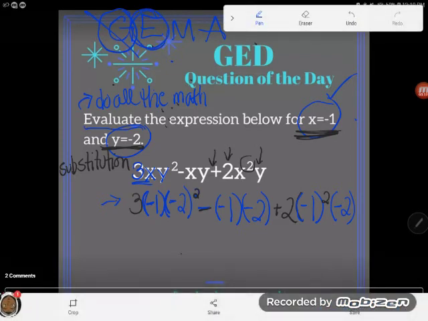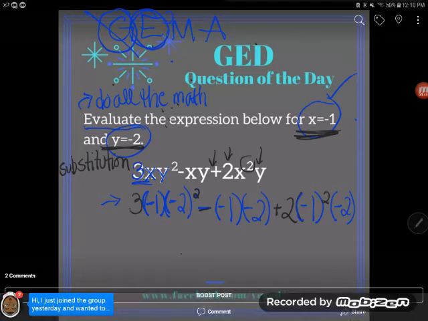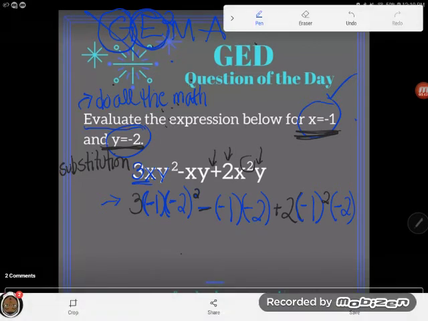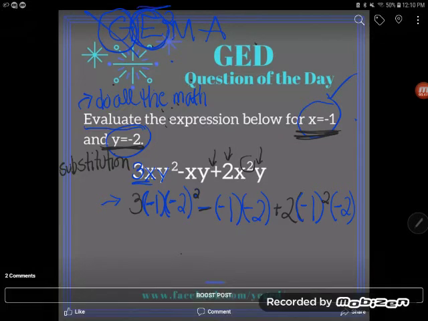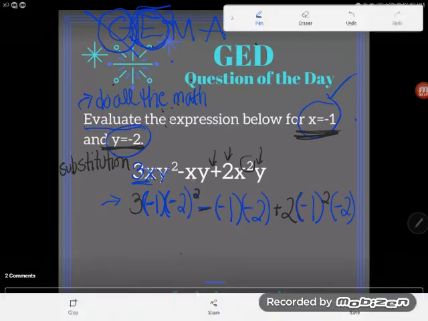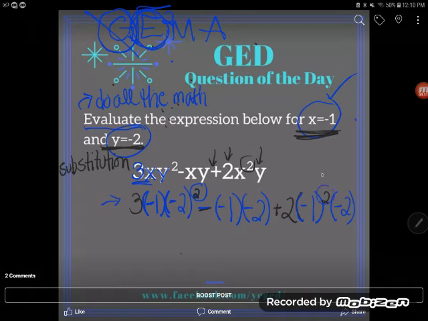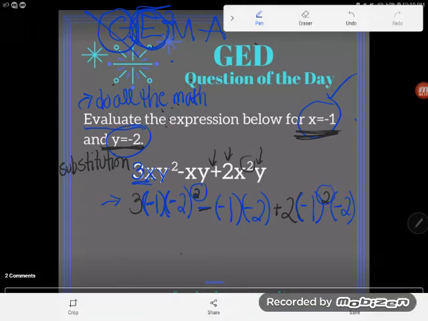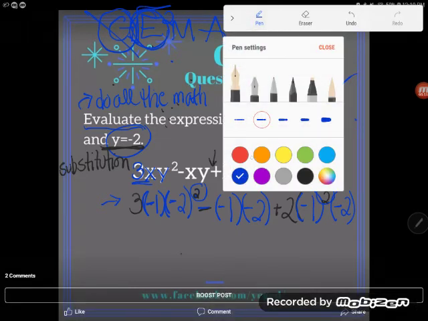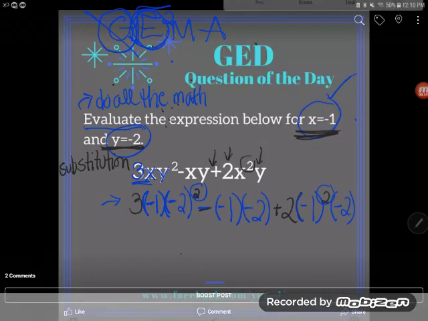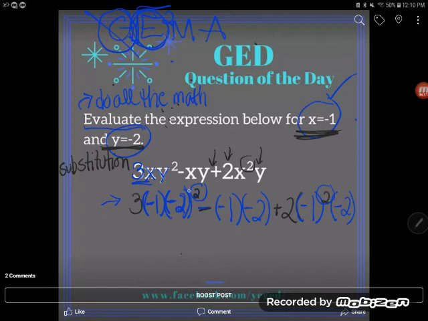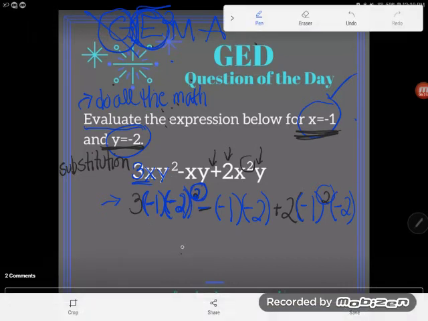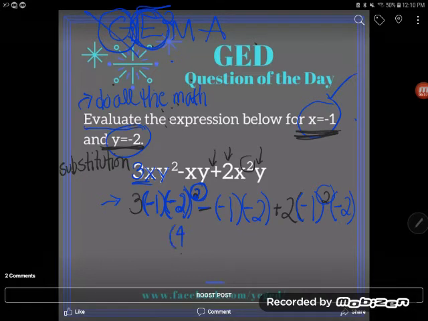Now, remember that exponents are both the little floating numbers and their radicals. So I do see some of those little floating numbers, those powers or exponents here. So that'll be the first thing I simplify. So I'm going to go ahead and do that. So I'm going to do -2 to the second power. -2 to the second power means -2 times -2, and that gives me +4.